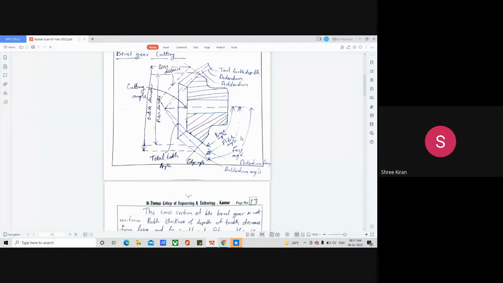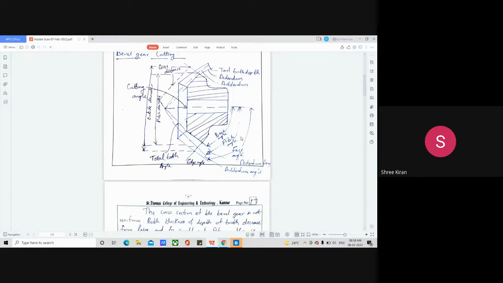So the cross section of the bevel gear tooth is not uniform. Both thickness and depth of the tooth decrease from the large end to the small end. If a cutter is selected for cutting tooth space at any one end of the tooth, that's what we say.